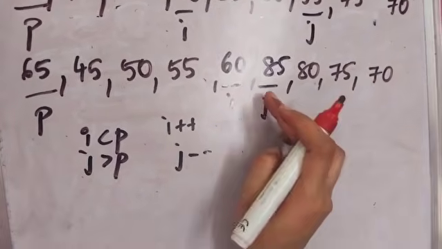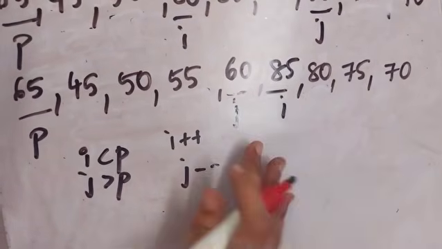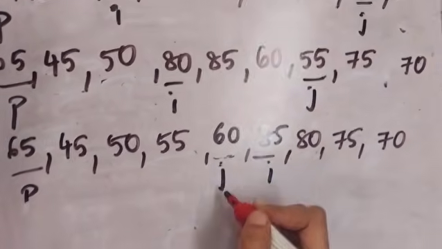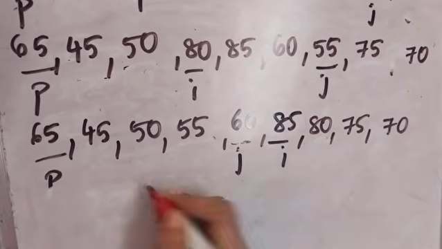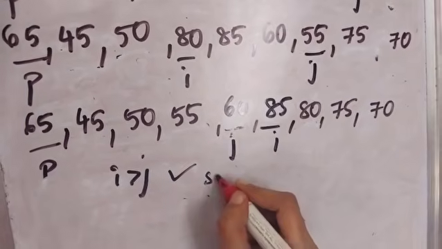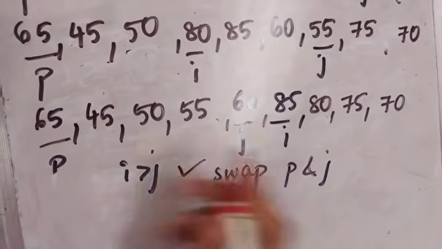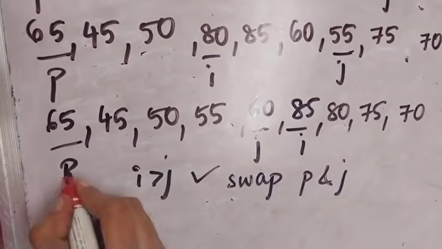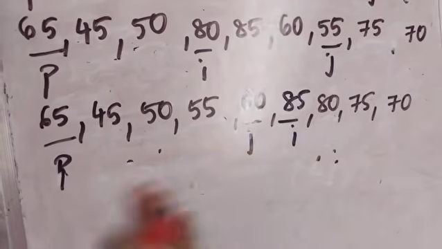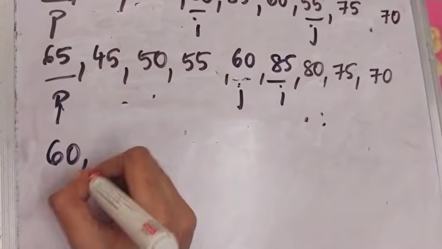Now we see that this becomes I and this becomes my J now. So now see, is I greater than J now? Let's see. Is I greater than J? Yes it is. So we swap pivot and J now. Okay. This is my pivot and this is my J. So let us swap this. So what do we get?